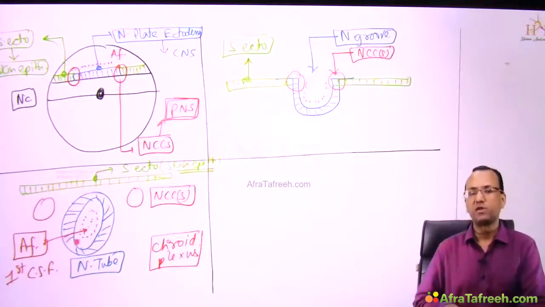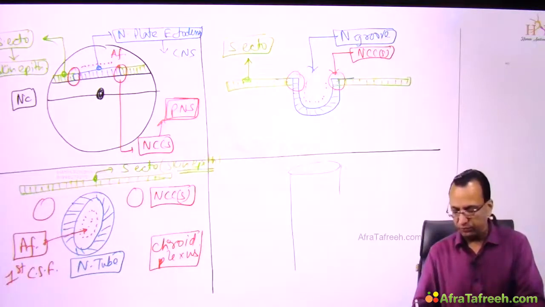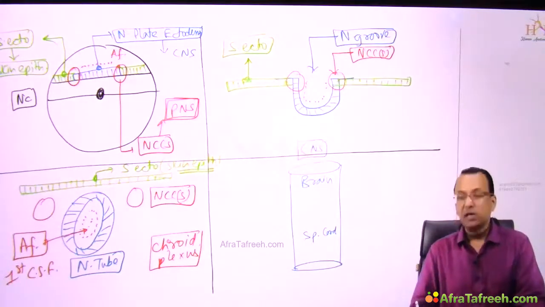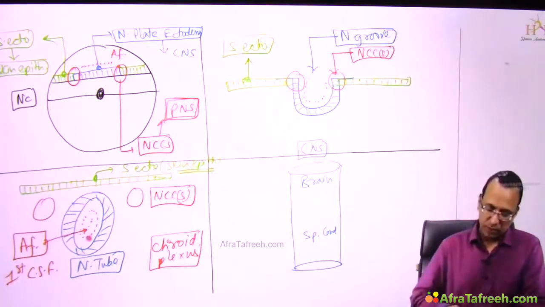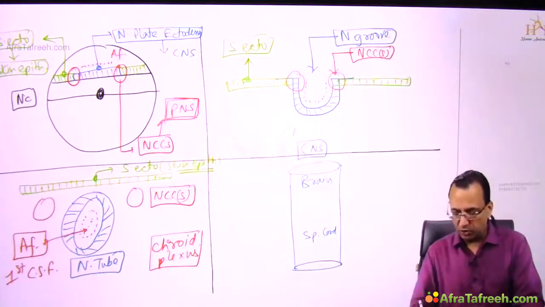Let us look at the neural tube in a complete view. This is the neural tube. The upper part forms the brain, the lower part forms the spinal cord, the CNS. So you are telling that this was a transverse section of the neural tube, but the neural tube is a long tube, and in the upper part it will form the brain, and in the lower part it will form the spinal cord. Yes, that is all coming from the neural tube, forming the CNS.